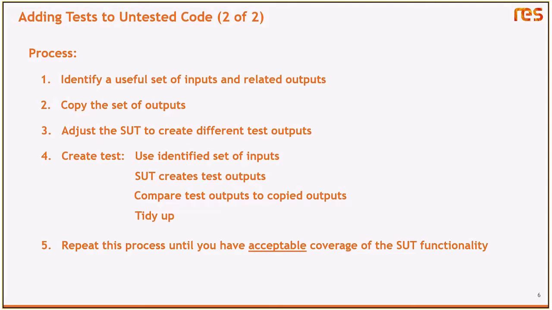Once we get to that point, we have a regression system test in place, and that gives us some confidence that the system is doing what it should. We can increase this confidence by repeating this process until we have coverage of all of the different parts of the functionality of the system.